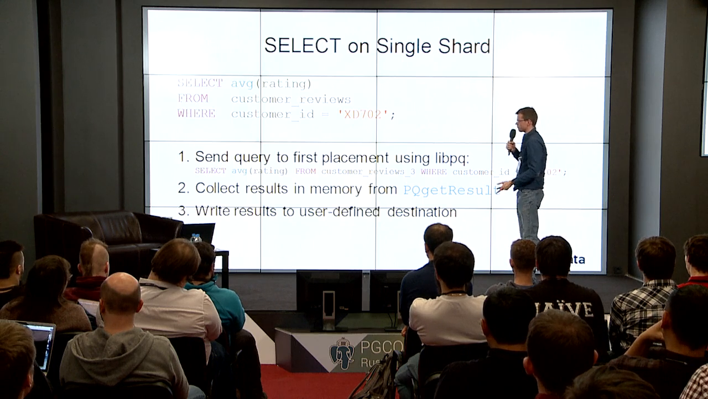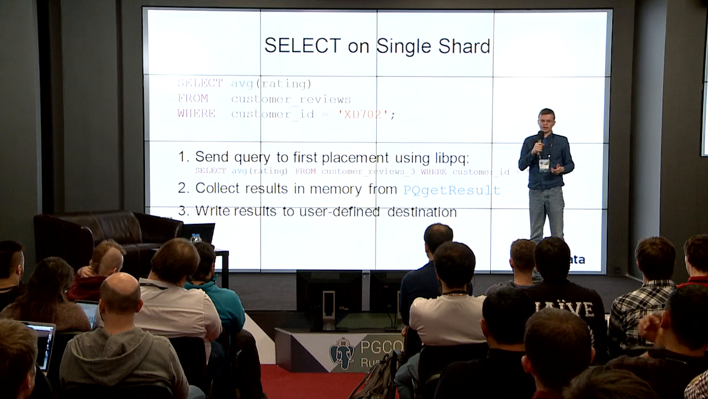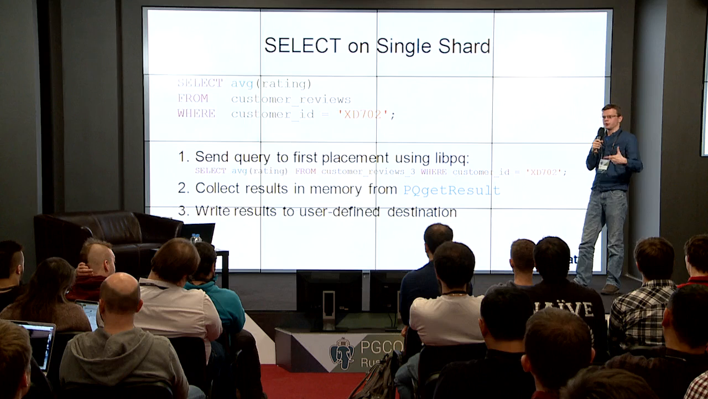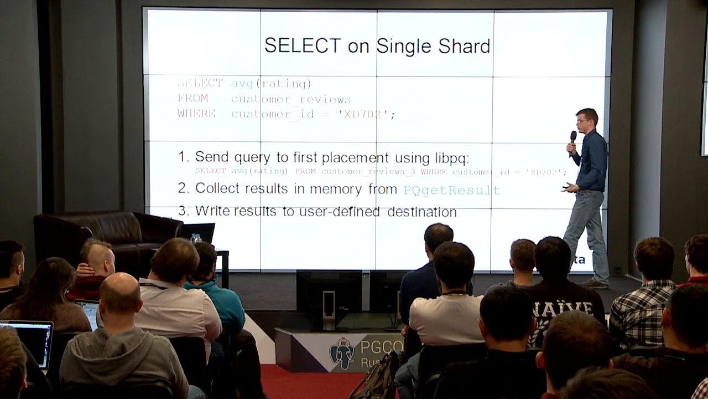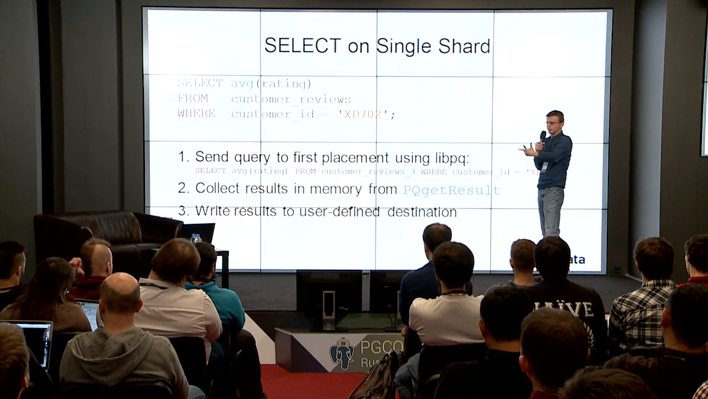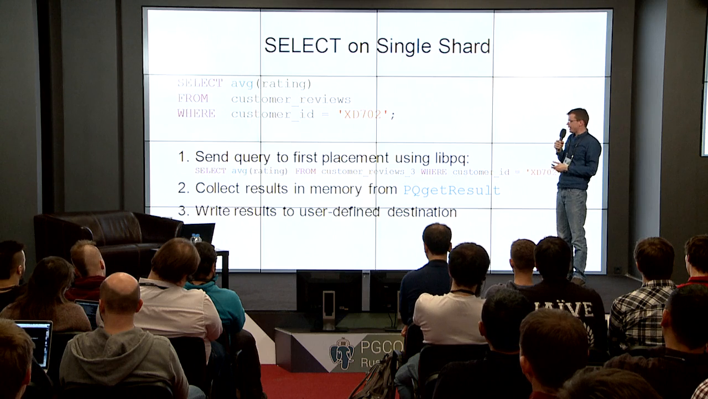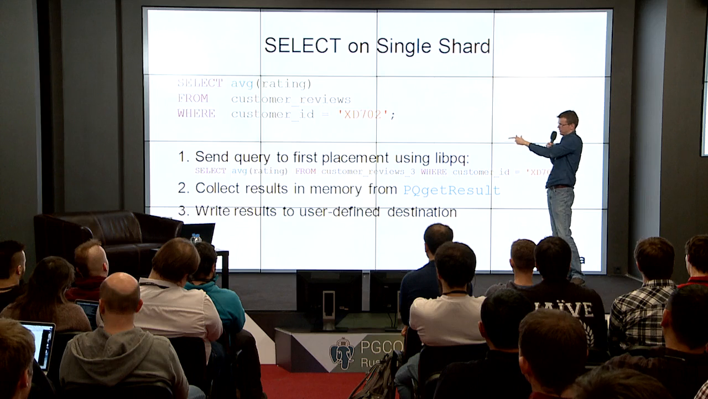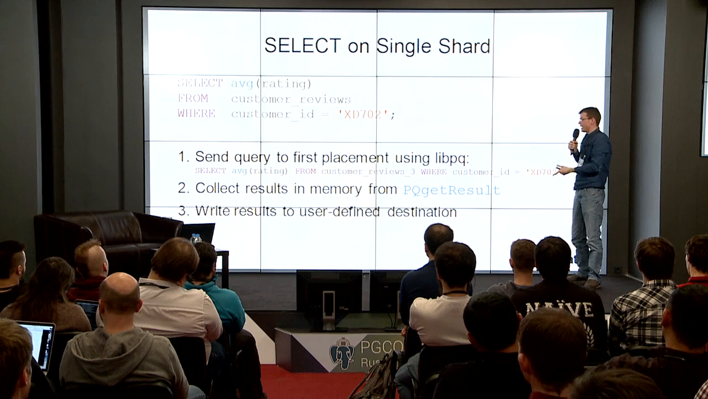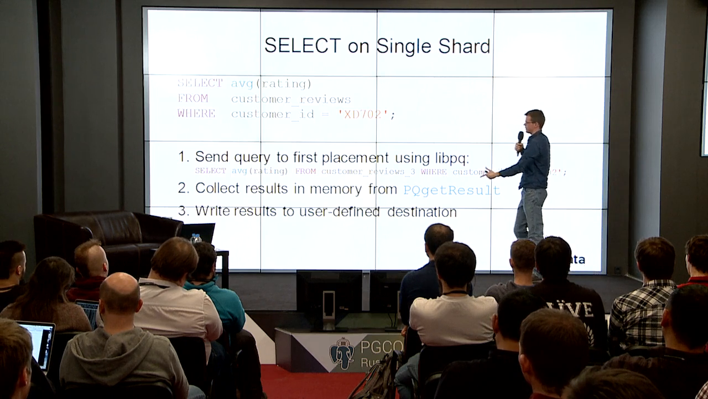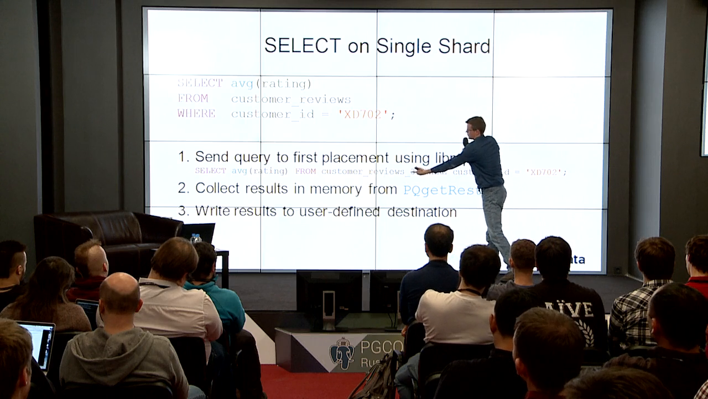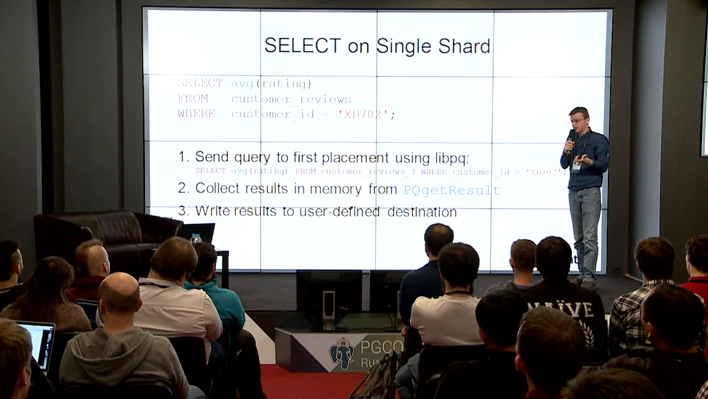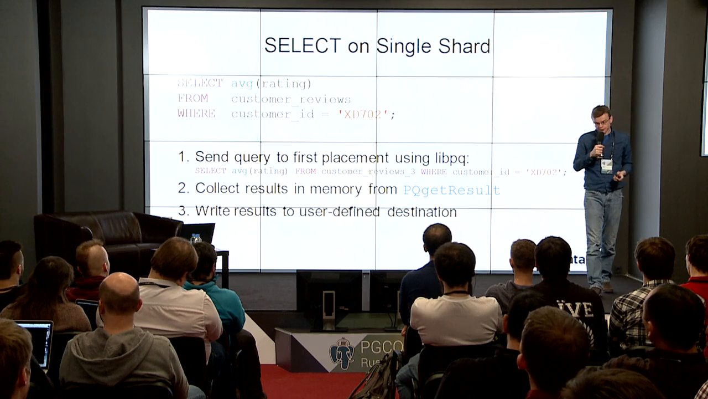PGShard is heavily optimized for cases where you're reading and writing data for a particular user or some other key. And that select query will result in a shard ID again. And so we rewrite the query to replace the table name with the table name plus the shard ID. And then we send that to the worker using libpq.